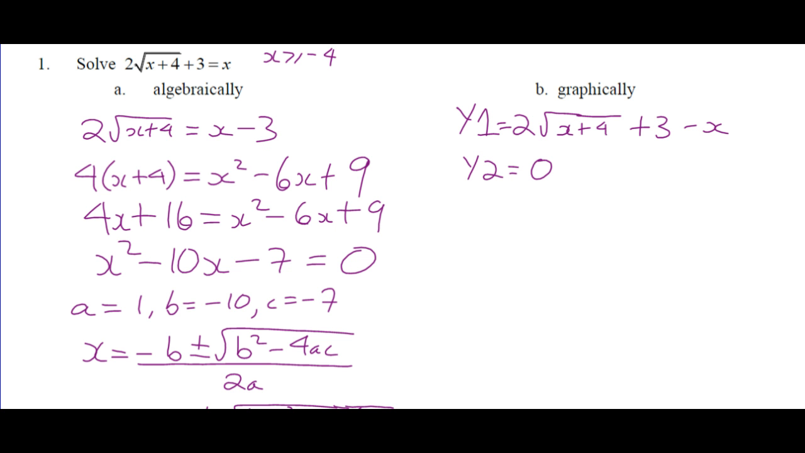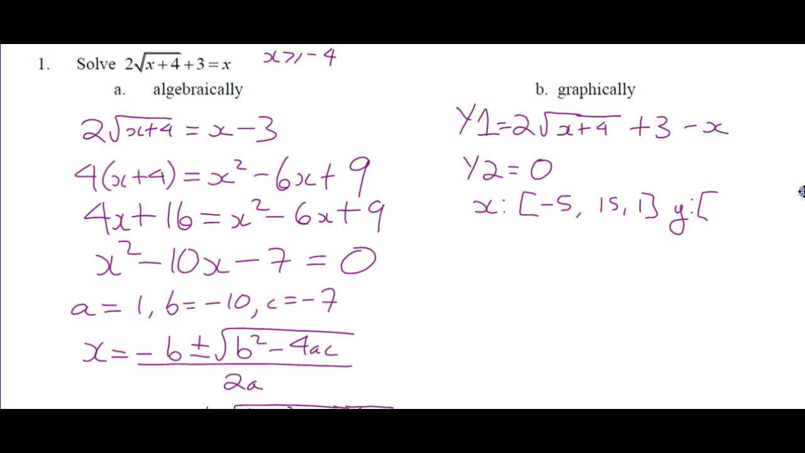Okay, so if we sketch this, what does it look like? Oh, first of all, we need a window. So, okay, you know that x has to be greater than -4, right? So let's go from -5. Now you're going to find out that you have to go past 10. So I'm going to 15 by 1s.